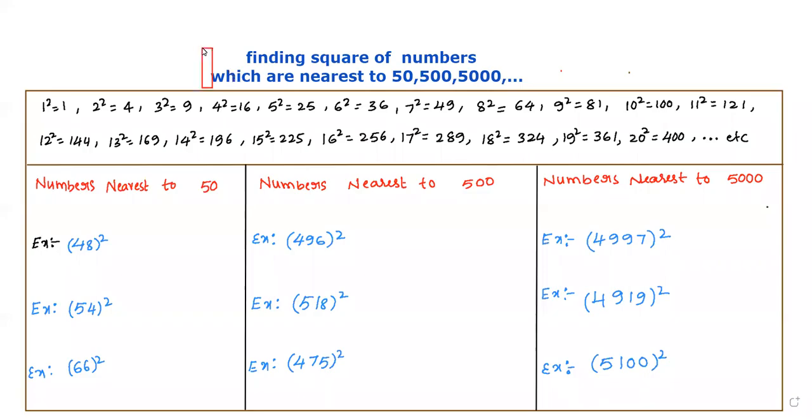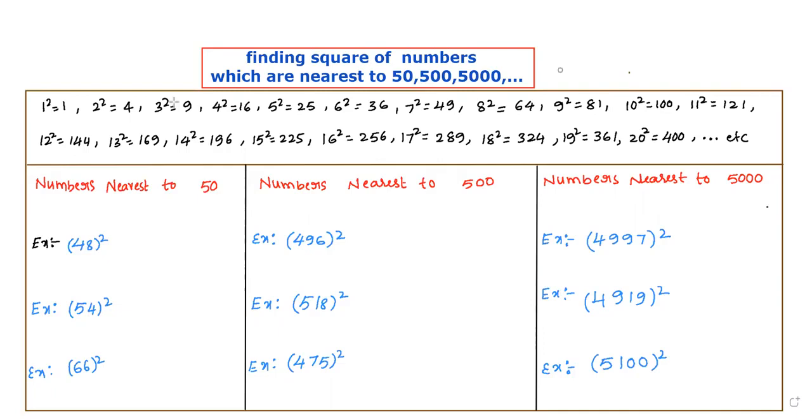Hi everyone. Today our topic is finding squares of the numbers which are very near to 50, 500, 5,000, 50,000, 5 lakhs, like that. For this section we have to master squares up to 20 or 25.